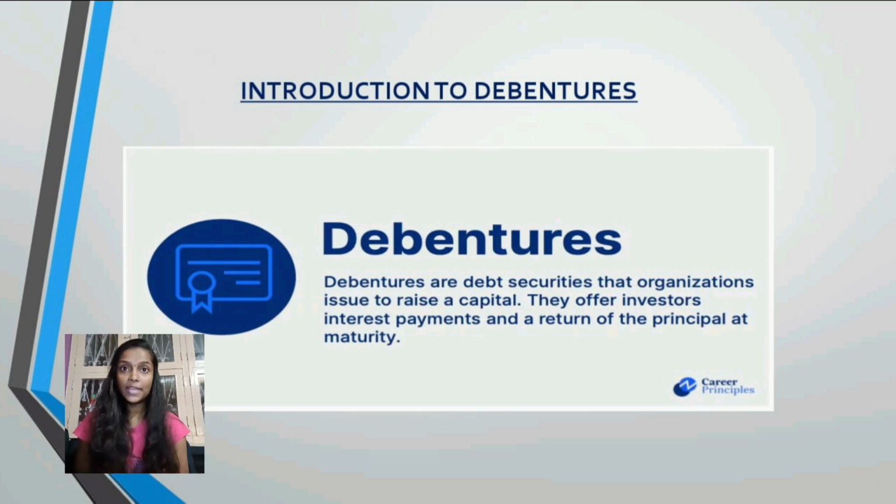Here, in this debenture, fixed income. Debentures usually offer a fixed interest rate, meaning that the investor receives regular interest payments over the life of the debentures. Unsecured. Unlike bonds, which may be backed by specific assets, debentures are typically unsecured, meaning they are not backed by collateral. This can make them riskier for investors compared to secured debt instruments.